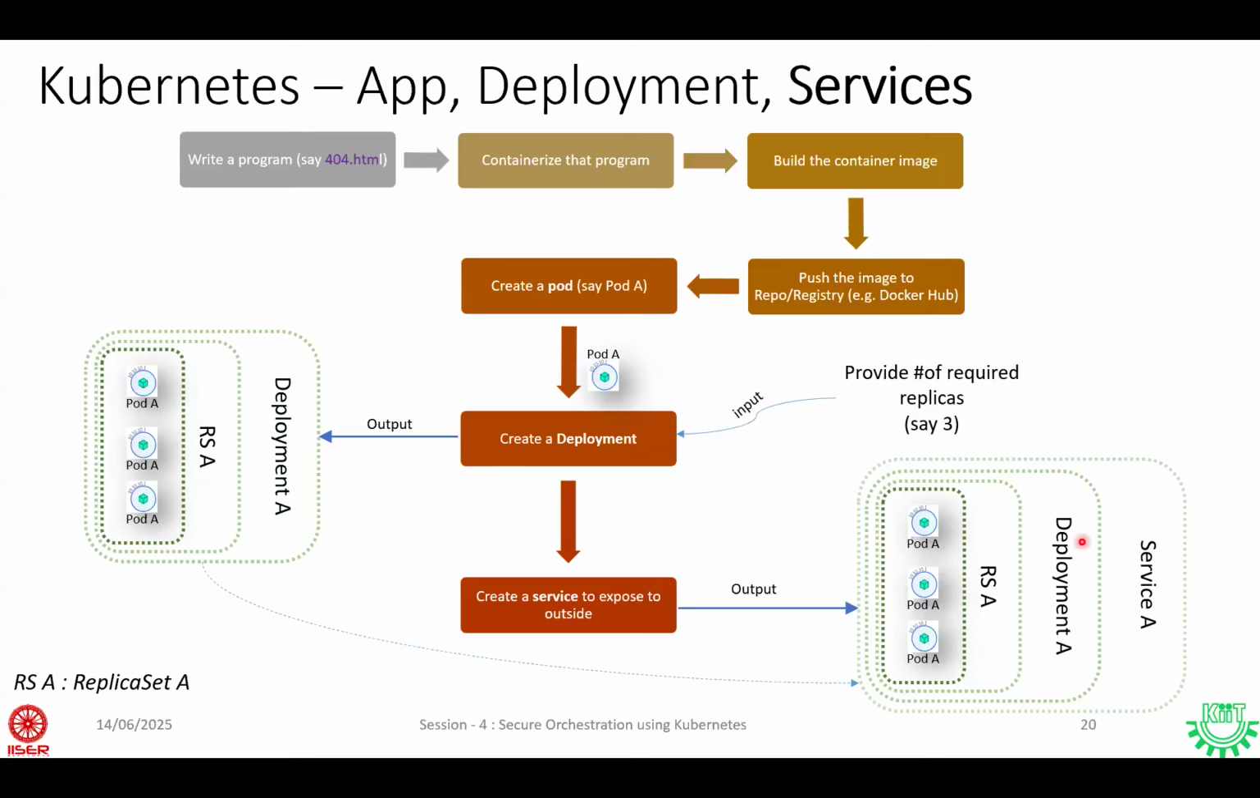So at the end, the initial 404.html file will be containerized and deployed with a replica set of 3. That means it will be deployed on 3 different nodes, and it will be accessed outside the Kubernetes cluster through a suitable service.